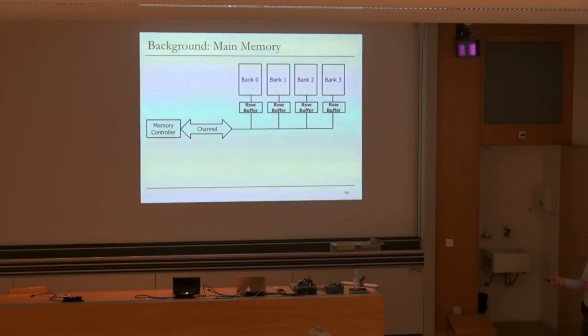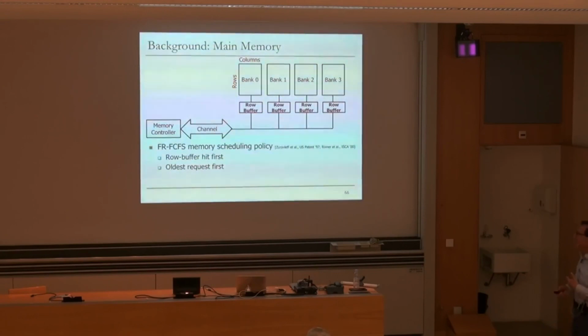Basically, I think you've seen it actually in digital circuits, but you have a memory controller. The memory controller controls a bunch of memory banks, and each bank has a row buffer, and data can be accessed only from the row buffer. So a bank consists of columns and rows. In order to be able to access a location, you first need to activate the row, which brings it into the row buffer.